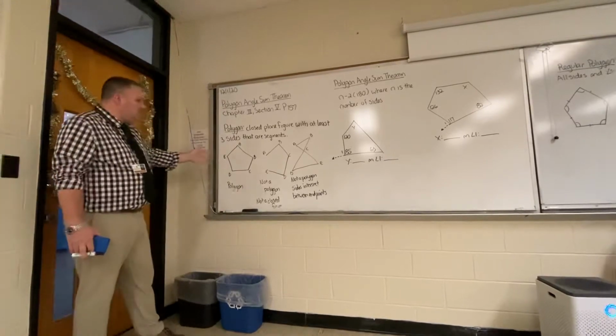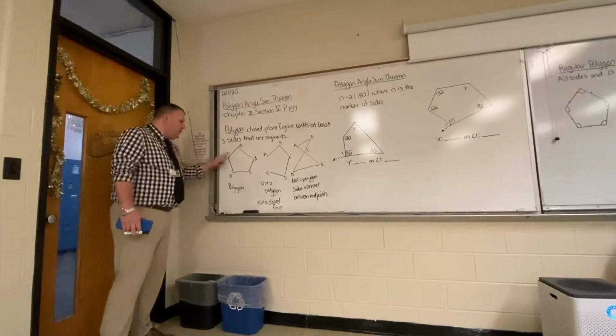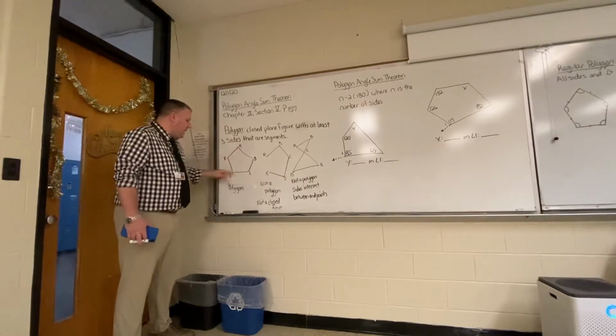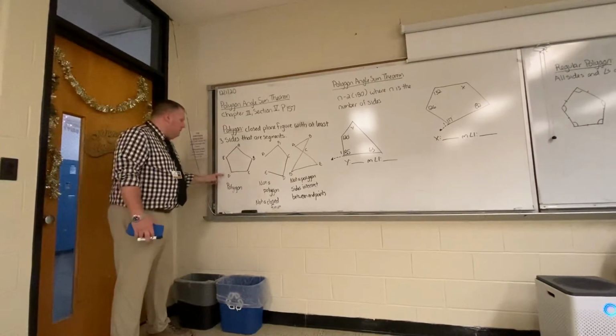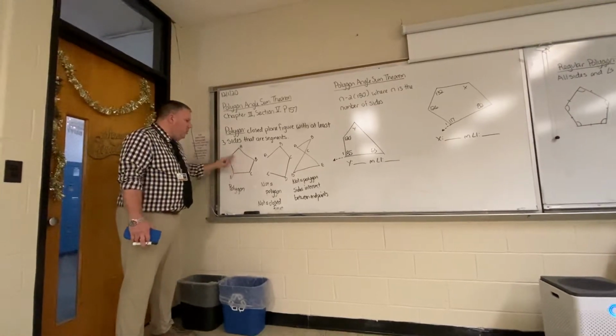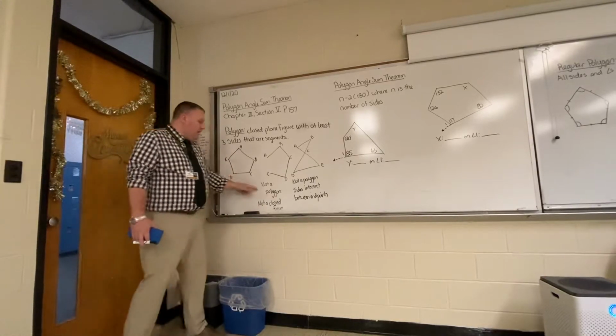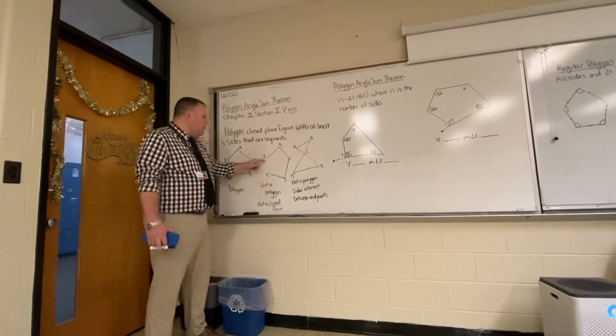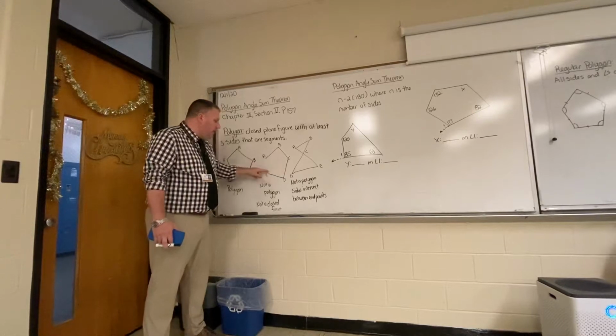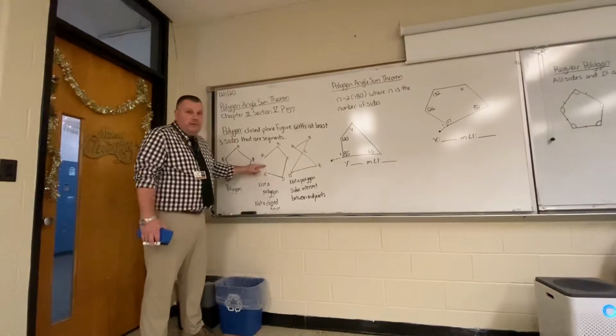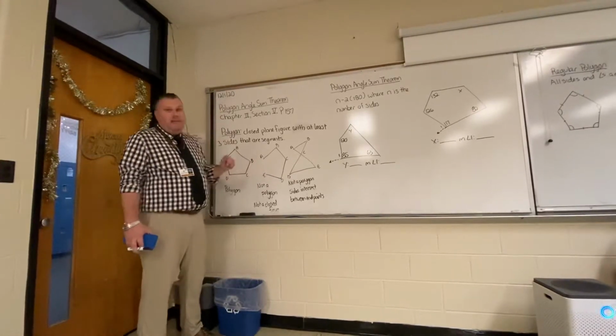Okay, so here I drew some examples. So this is a polygon. Notice that the sides only intersect at their endpoints, the segments, and it is a closed plane figure. There is no opening. This one here is not a polygon. Even though the sides do intersect at their endpoints, this is open. Okay, so this is not a polygon.